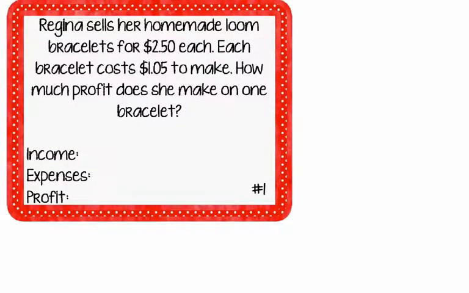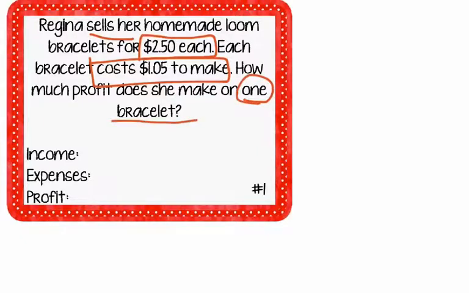Regina sells her homemade loom bracelets for $2.50 each. Each bracelet costs $1.05 to make. How much profit does she make on one bracelet? So my first step is figuring out what I know. I know that she sells them for $2.50 each, and they cost $1.05 to make. Then it says one bracelet, so we're just looking for one bracelet.